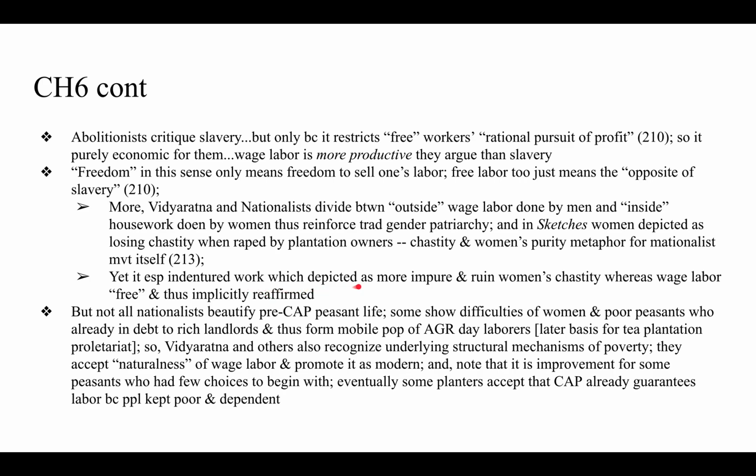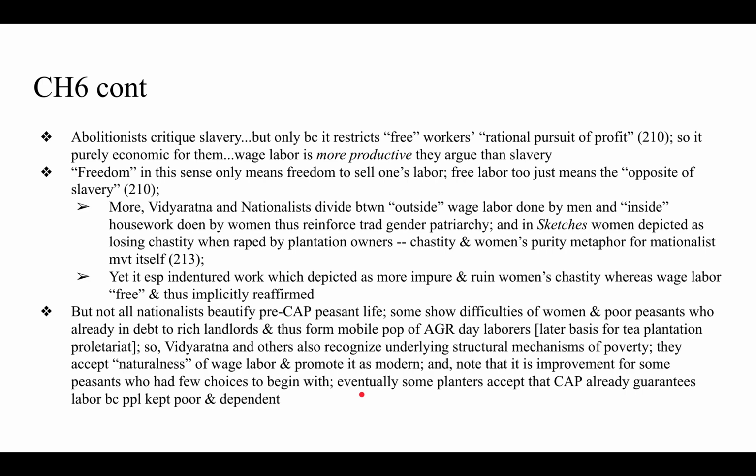And it was even more than this, though. Especially indentured work was depicted as being especially impure and ruining women's chastity, whereas wage labor was seen as more free and was thus implicitly reaffirmed. But not all nationalists beautified pre-capitalist peasant life. Some did show the difficulties of women and poor peasants who were already in debt to rich landlords and thus formed a mobile population of agricultural day laborers, the later basis for the tea plantation proletariat. So Vidyaratna and others did recognize the underlying structural mechanisms of poverty, but they accepted the, quote, naturalness of wage labor and promoted it as being more modern. And note that they noted that it was an improvement for some peasants who had few choices to begin with.